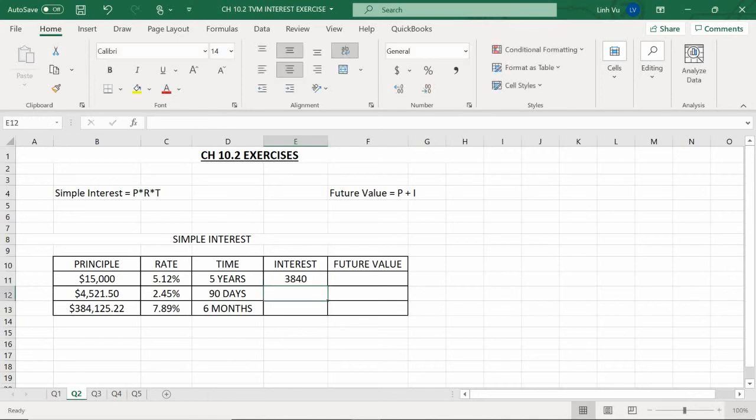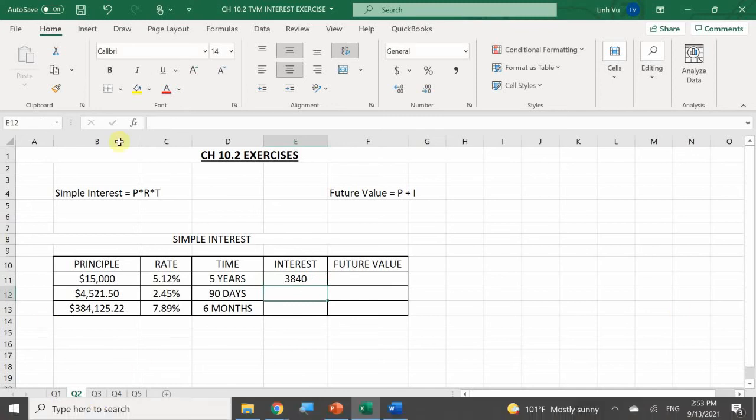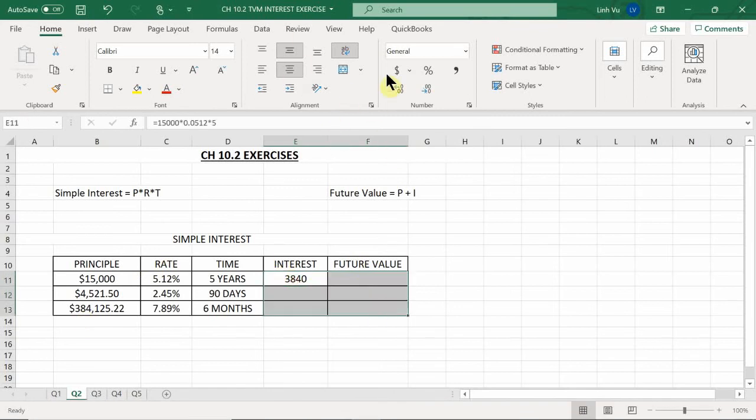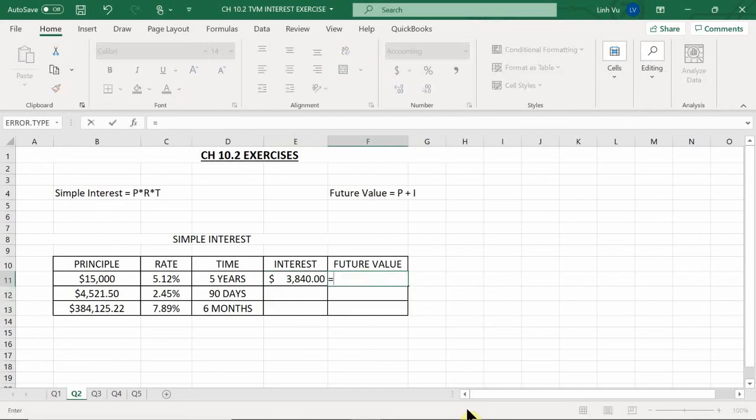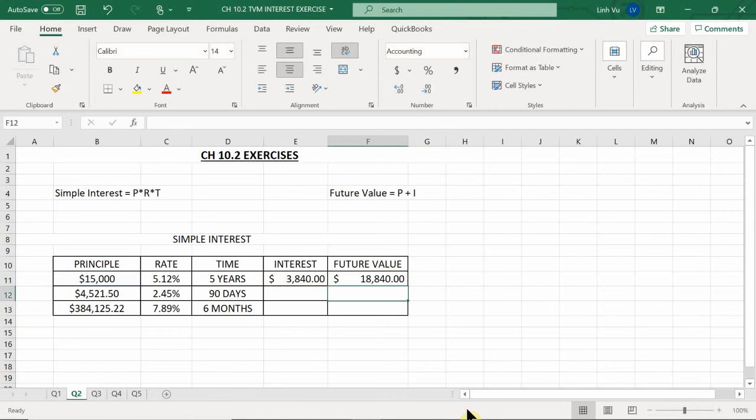$3,840. Okay, so I'm going to change this so it's reflecting dollar signs. Okay, good. So then what is going to be my future value? How much money is this going to be in 5 years? What's my future value? 18,840. Excellent. Okay, let's go ahead and do the second one.